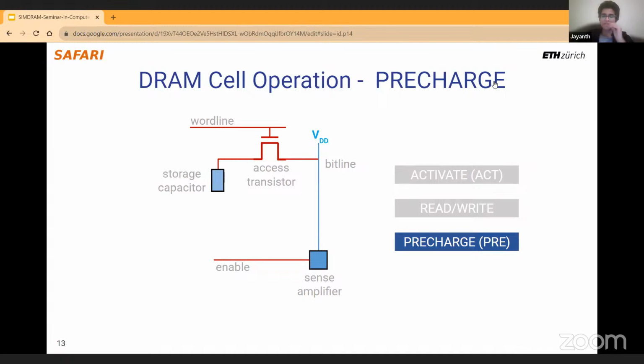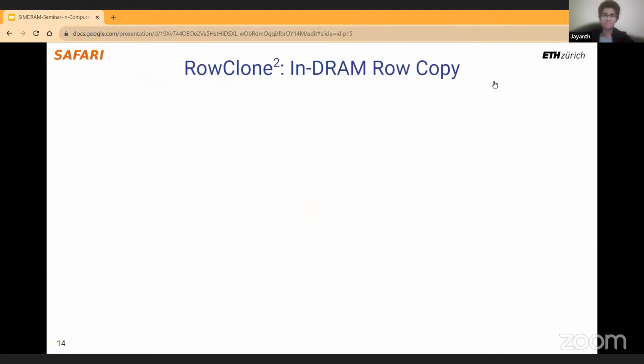And then to start another access to the DRAM bank, we basically disconnect the transistor, which disconnects the capacitor from the bit line. And then we pre-charge the bit line to the reference voltage, which is half VDD. And then we disable the sense amplifier. So this is how a single DRAM cell functions.